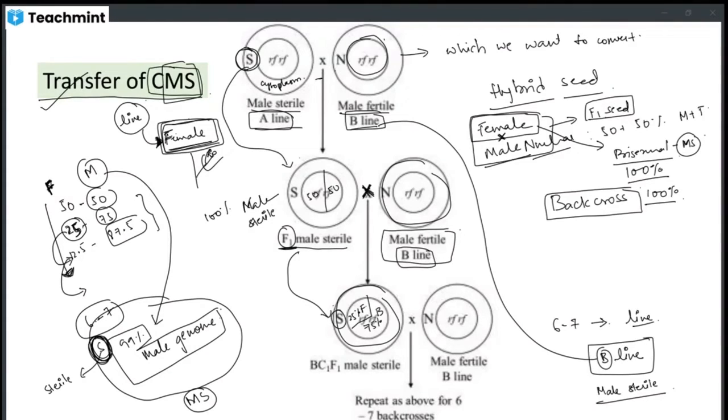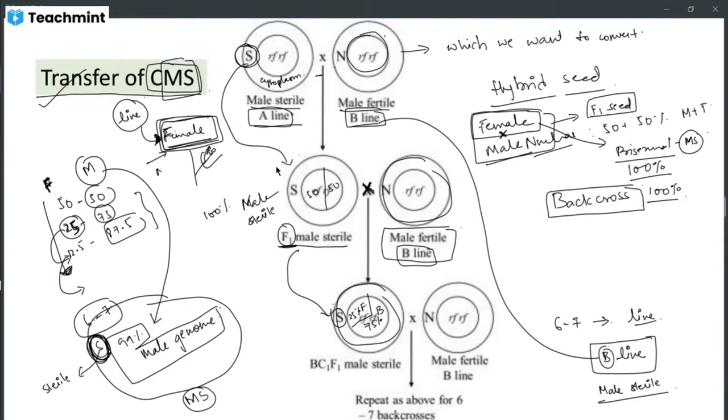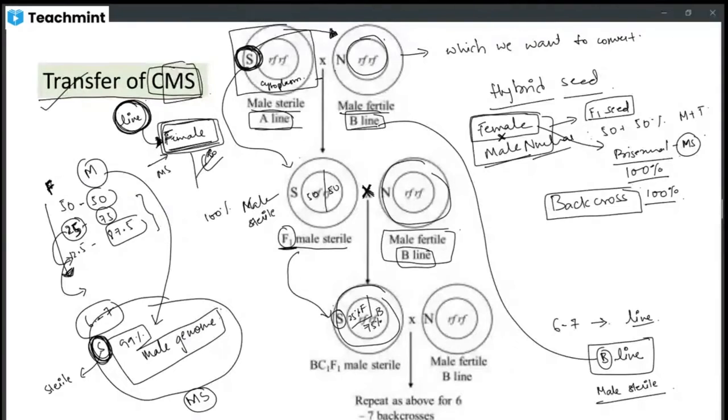So now we need to introduce the male sterile system into this line. Just assume that this is your source, and you need to transfer this sterile cytoplasm into the plant that you wish to use as your female parent in hybrid seed production. This is the reason why we transfer male sterility. Am I clear? Is this your doubt?